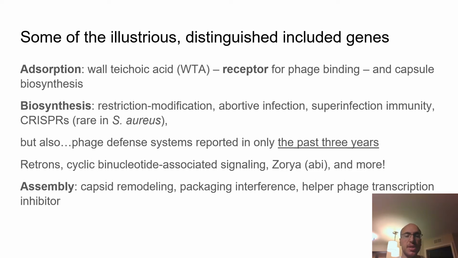Finally, for assembly, I have included the 3 hallmark pathways by which Staphylococcus aureus pathogenicity islands will parasitize helper phage replication: capsid remodeling, DNA packaging interference, and inhibition of helper phage late gene transcription.